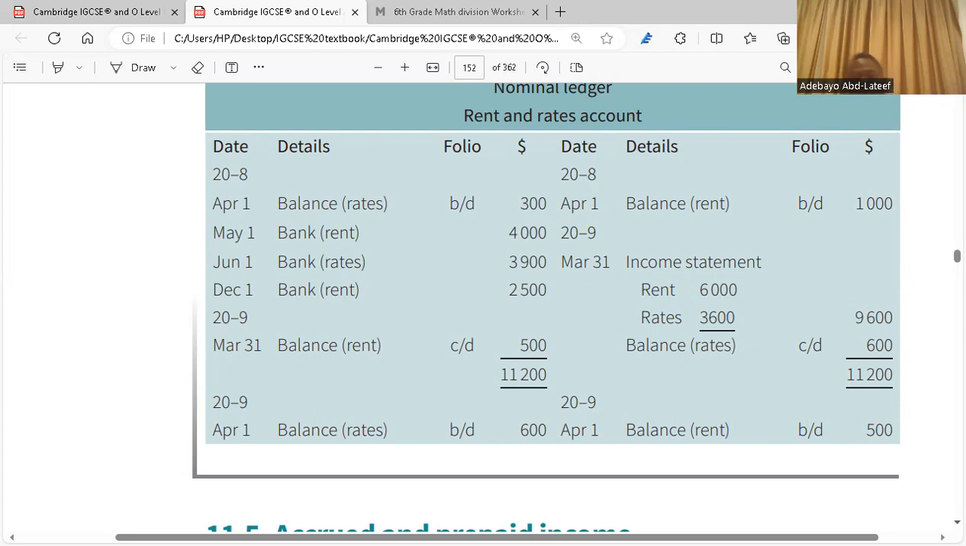Is it clear now? Yes. Rent was prepaid. Rate was owing. So when you make this account, the difference between the debit side and the credit side is the balance carried down, which is for rates. Balance carried down, which is rate. In April, it becomes balance brought down. Is it clear now? Yes. Okay.